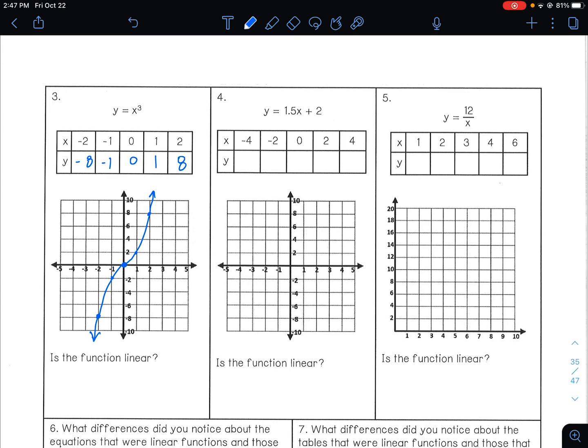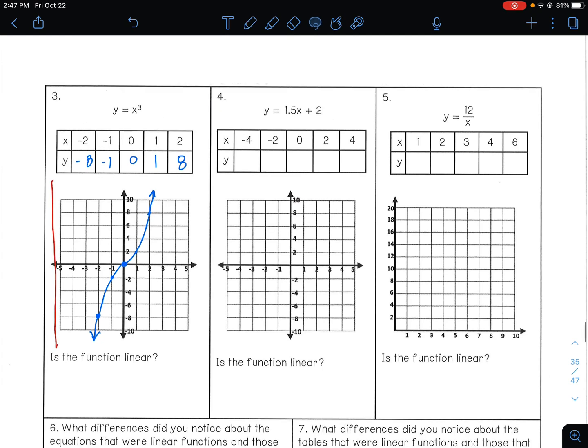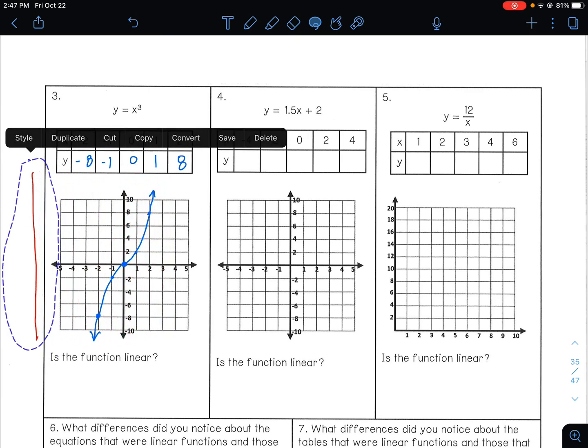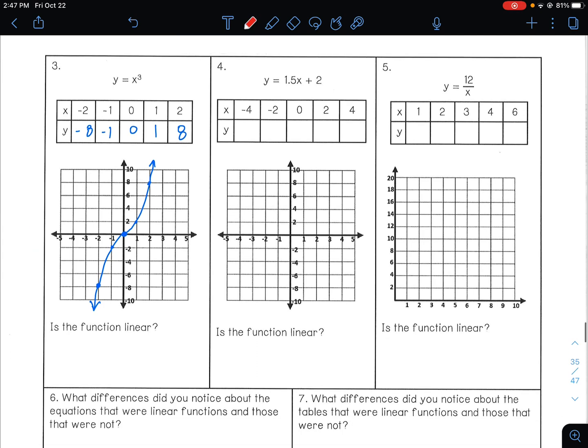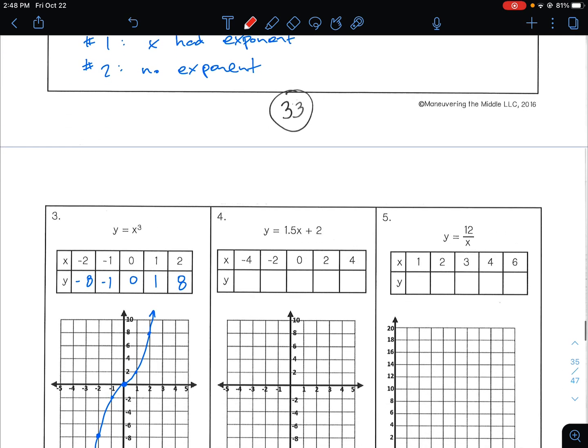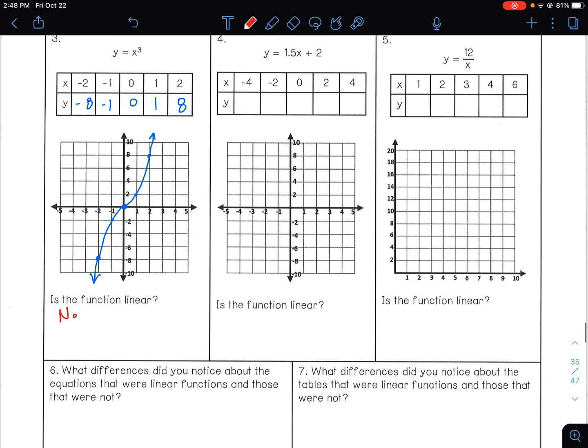Now, technically, this is a function because if I draw a vertical pencil, there you go, it does pass the vertical line test. Look at that. But the question is, is it linear? It is not linear. You would say no. If you're asked why it is or is not linear, there are a couple explanations. Graph isn't straight. Line isn't straight.